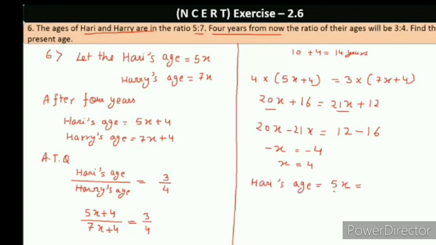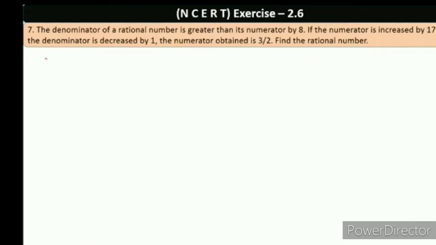Therefore, we should find both the ages. Multiply that x value with 5, we will get Hari's age. Multiply the x value with 7, we will get Harry's age. 7 into 4 gives 28 years. 20 and 28 are the present ages of Hari and Harry.